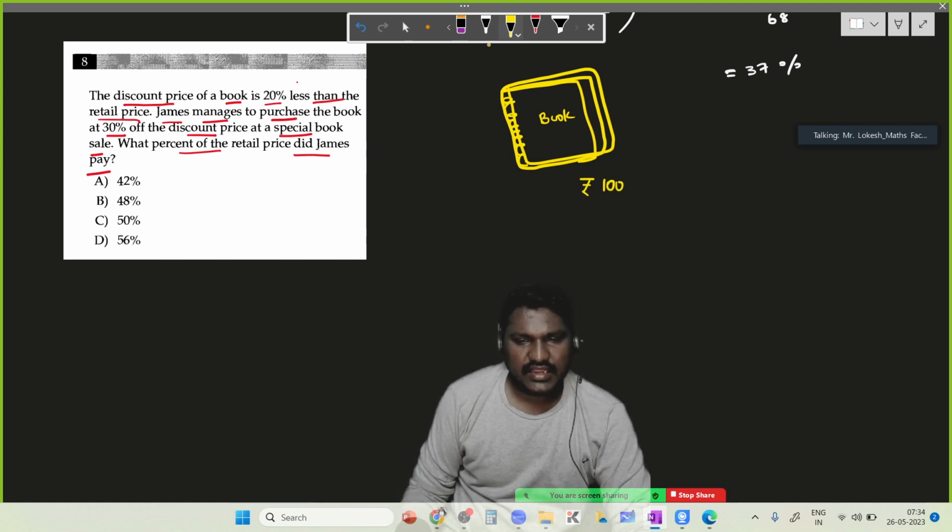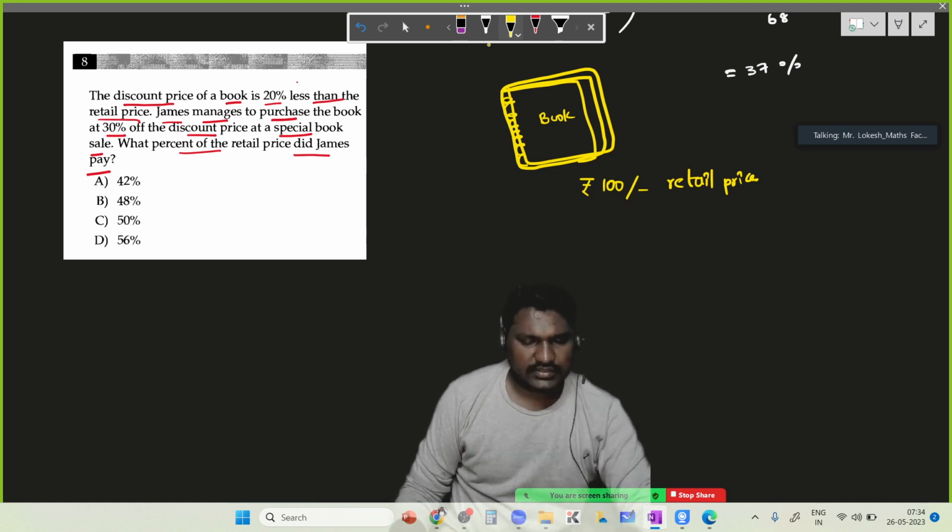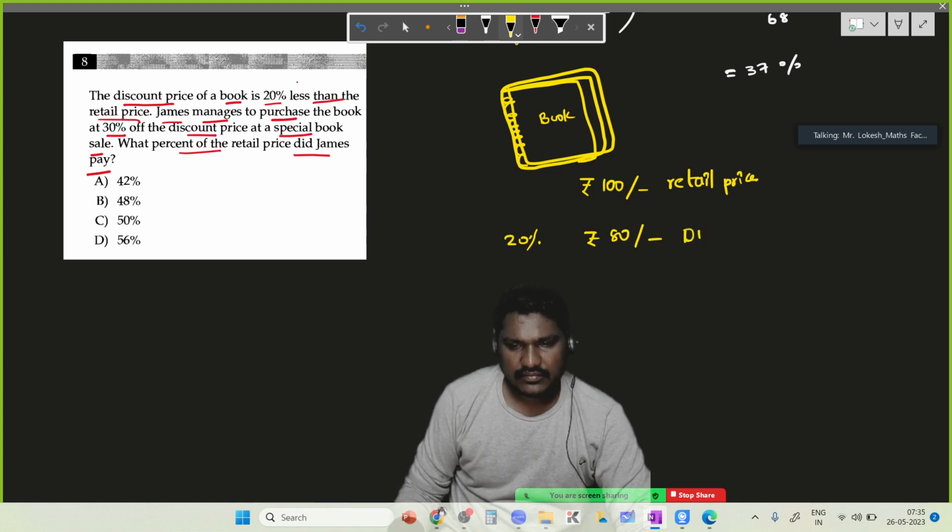So it is a retail price. That means without any discount, one has to purchase this book for 100 rupees. Now since there is some sale going on, the discount is given as 20%. That means 20% out of 100 is 20 rupees. So 80 will be my discounted price.